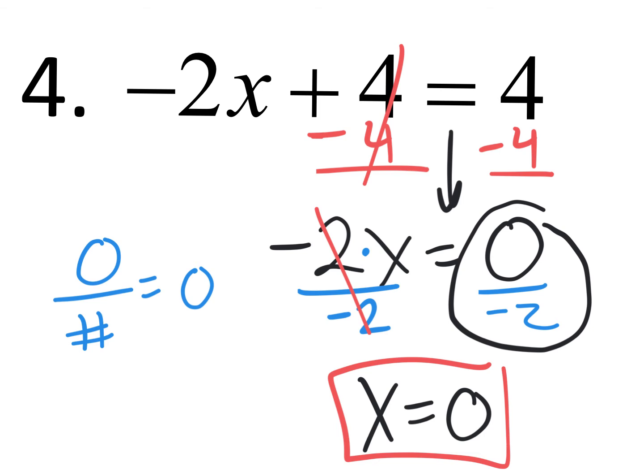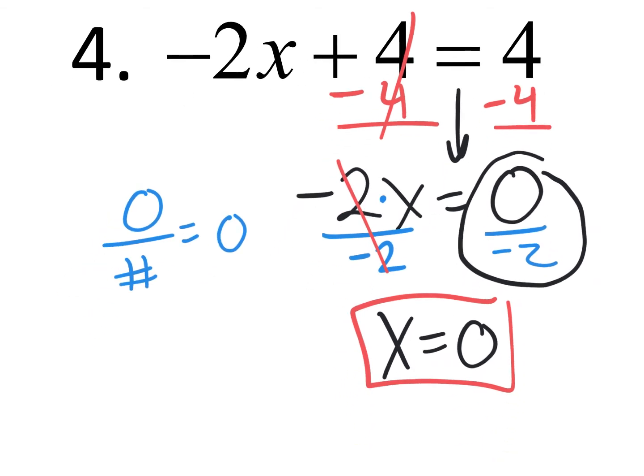Okay? If you plug that back in, plug in a 0 right here, negative 2 times 0 is 0. 0 plus 4 really is 4. You just double checked it. It's not that it has no value. It actually has the value of 0. 0 is a number. It's a whole number, right? So x equals 0. You can't say no solution. That's not the case here, right? It's actually x equals 0.